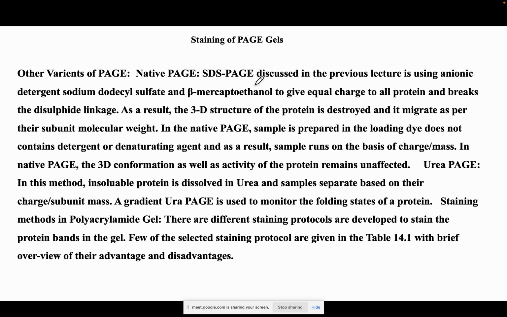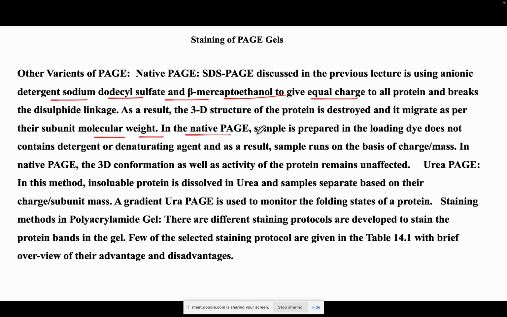So other variants of PAGE are native PAGE and SDS PAGE, discussed in the previous lecture. In the previous slides, you can see that those use the anionic detergent sodium dodecyl sulfate and beta mercaptoethanol to give equal charge to all proteins and break the disulfide linkage. As a result, the 3D structure of the protein is destroyed and it migrates as per its subunit molecular weight.